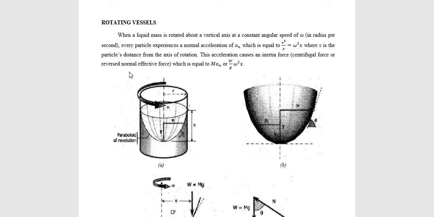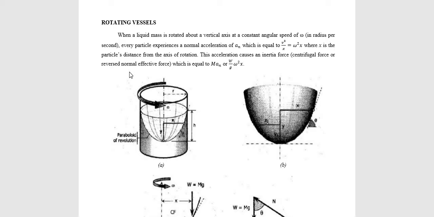Last time we talked about the rectilinear motion of a moving vessel, right? For this week's discussion, we will be talking about rotating vessels in motion. So in general, last week we talked about a moving vessel in rectilinear motion. It's either in horizontal motion, inclined motion, or vertical motion.